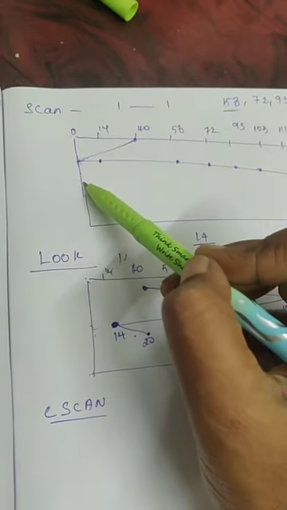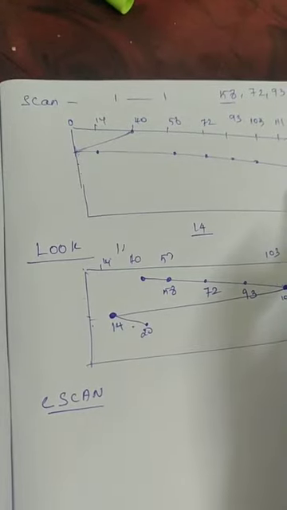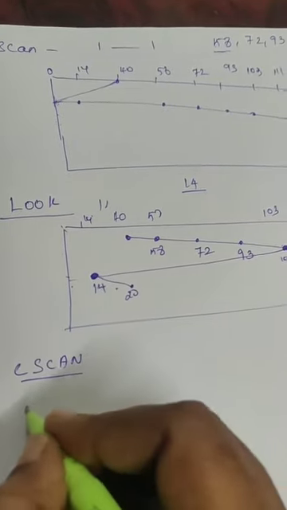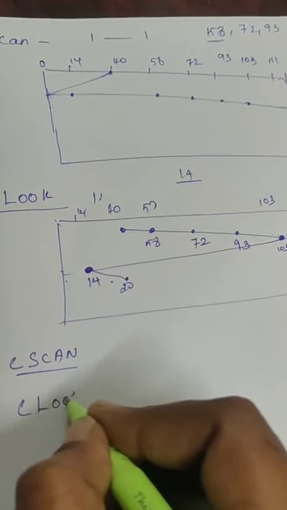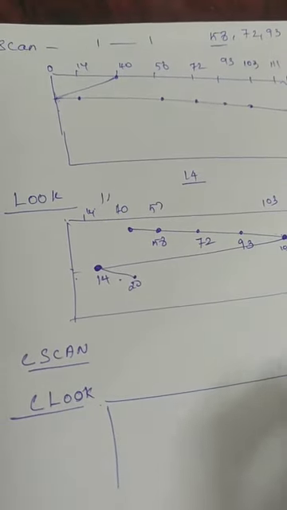On return, it doesn't do any service. Only on the forward move it performs the service, right? That is called scan. And C look is again another one. It performs the same thing.